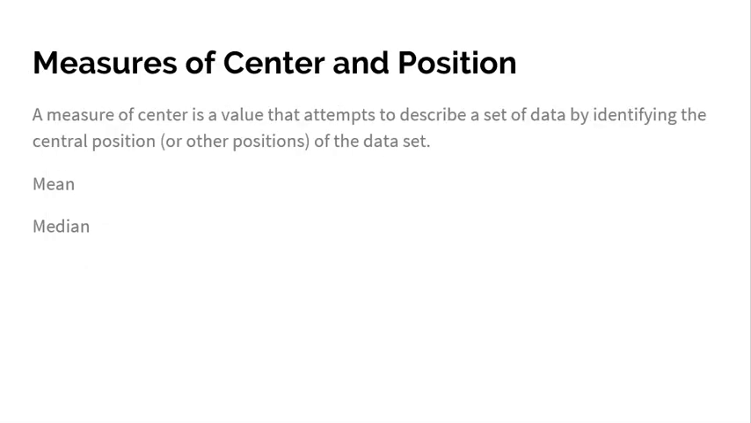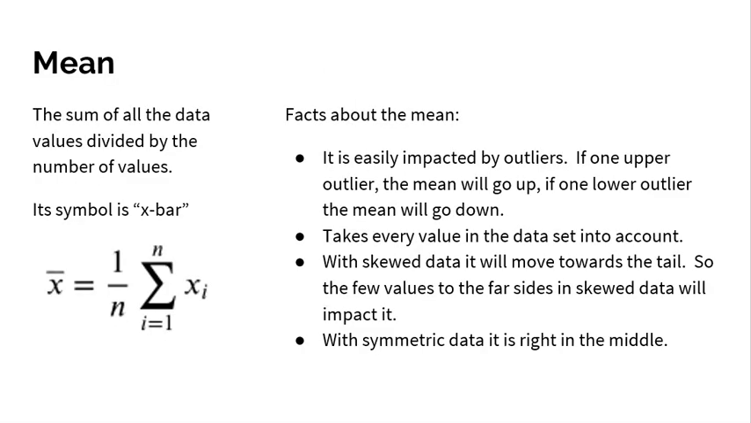All right, so now let's talk about a couple famous statistics that are used quite often and all the time in this class. So the first, we have measures of center and position. These are values that somehow attempt to describe the center of your data or a position in your data. The two most famous measures of center are the mean and median. First, the mean. The mean is the sum of all the data values divided by the number of values. Pretty sure you've probably heard that before.